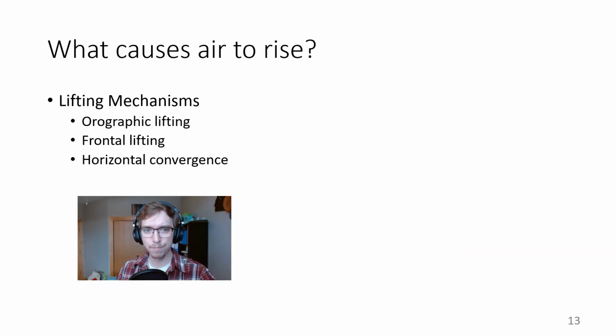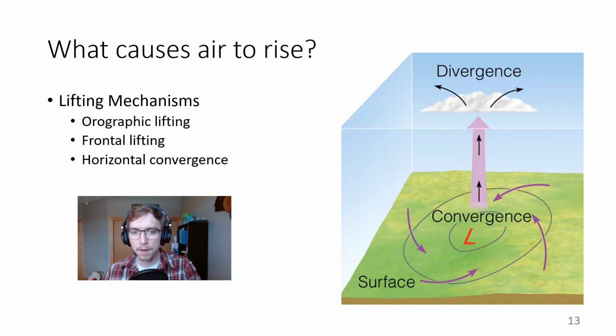Pardon me. The next one is a phenomenon we call horizontal convergence. Now, we haven't necessarily gotten into all the nuances of atmospheric circulation patterns yet, and we're going to dive into that very soon. But horizontal convergence is basically when you have a low pressure system at the surface that leads to converging air.